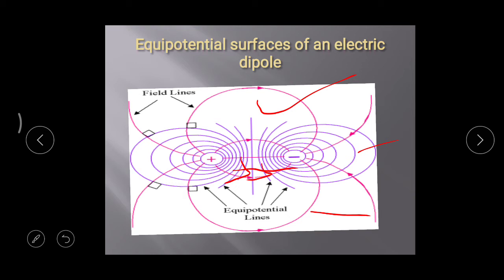And when we see the equipotential surfaces in the right side of the negative charge and in the left of the positive charge, we see that the gap is increasing. This is due to the decreasing electric field in this space because the electric field of both the charges reduces or cancels each other. So we get this type of equipotential surfaces for an electric dipole.